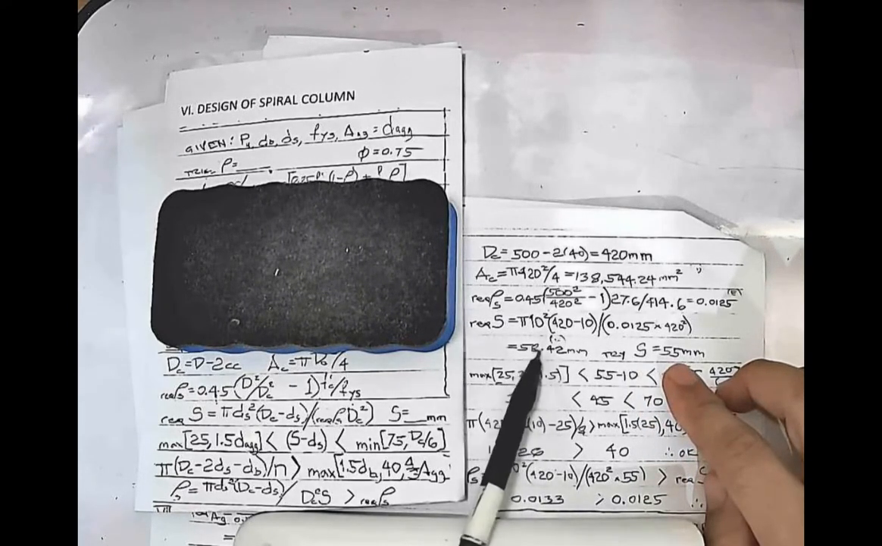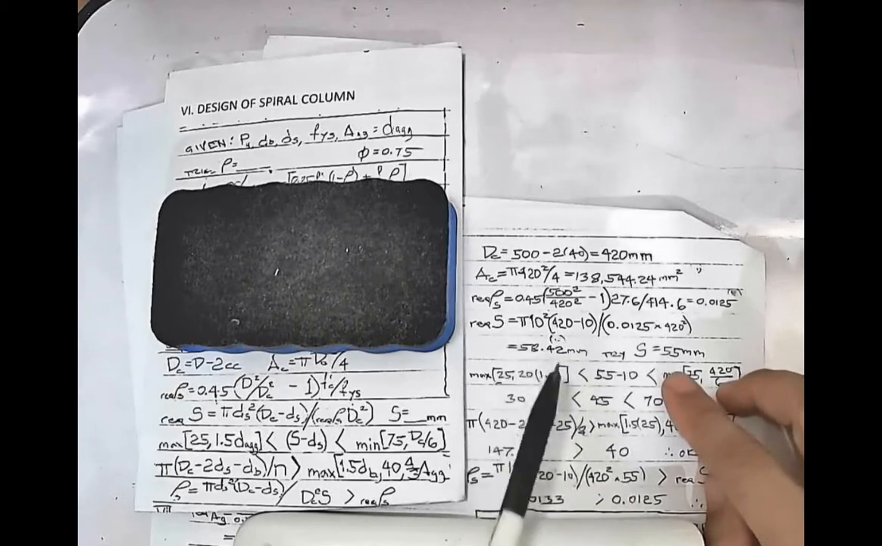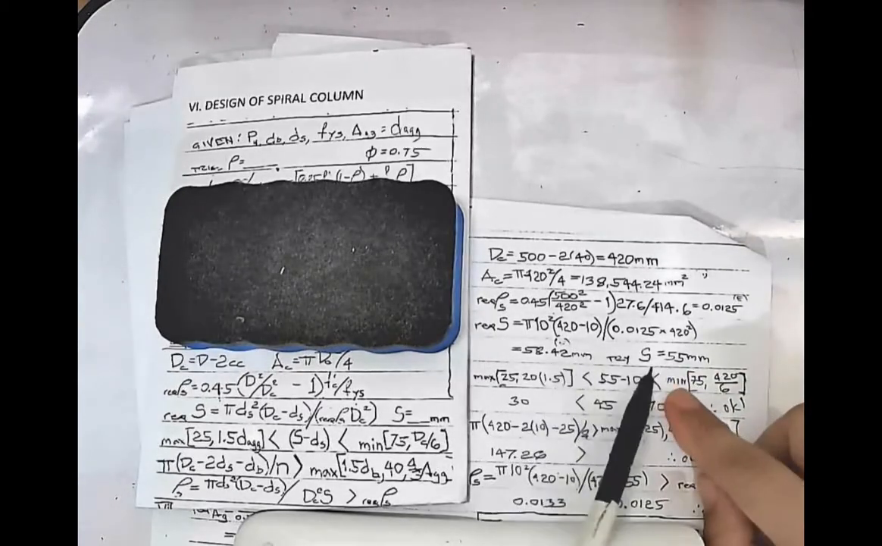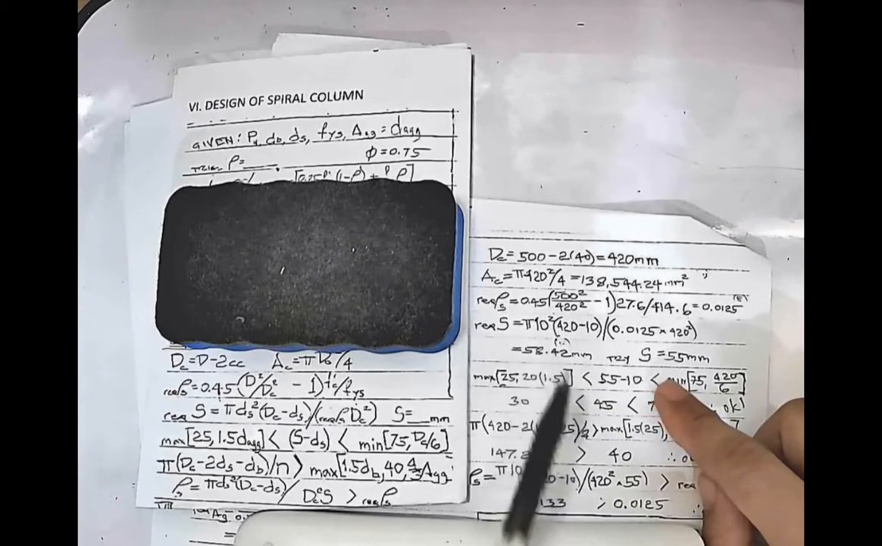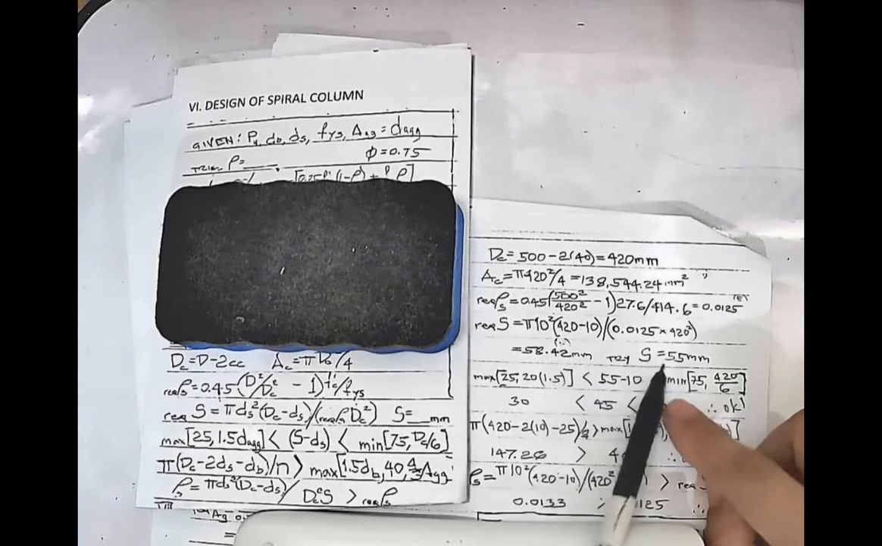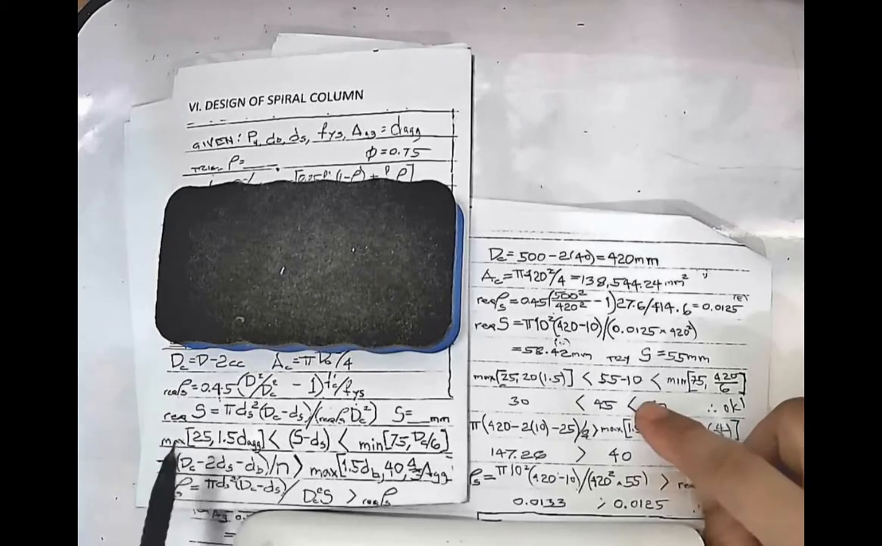Pwede rin namang 50. Pero kapag 50, baka naman masyado ka ng maraming spiral. Also, kapag detailing na, lalagay mo na sa plano, pwedeng 50 ang gagamitin mo para mas madaling i-layout instead of 55. Okay? So for now, we will try 55.